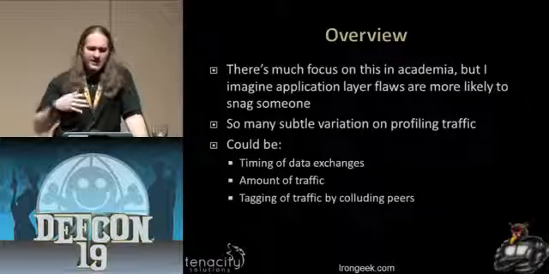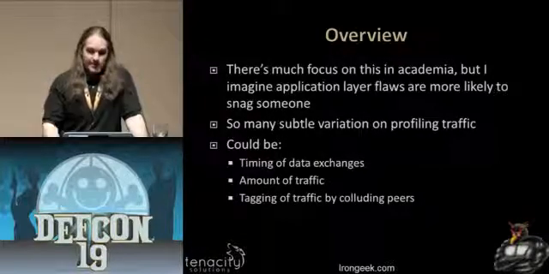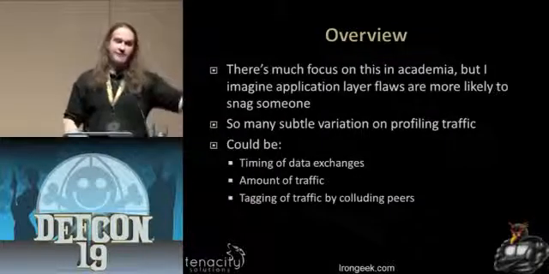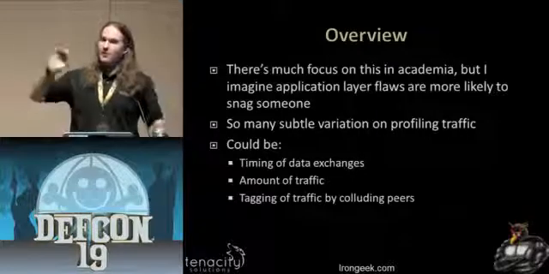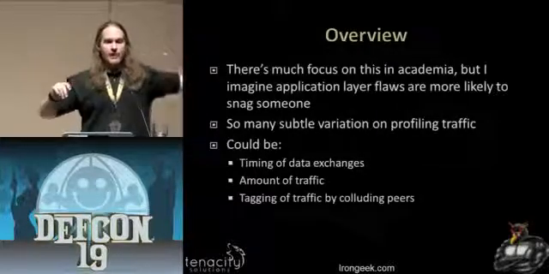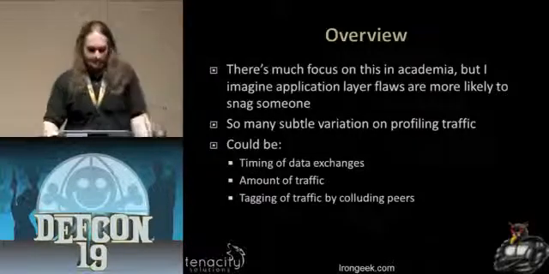It could be things like timing of data exchanges, the total amount of data someone sends in their network, tagging of the traffic by colluding peers so that, hey, I'm the first hop, I mess with the data, I pass it along, later on I see it again, I'm going, oh, so I know you were the person that contacted me on this node back here, so I can make a connection there.